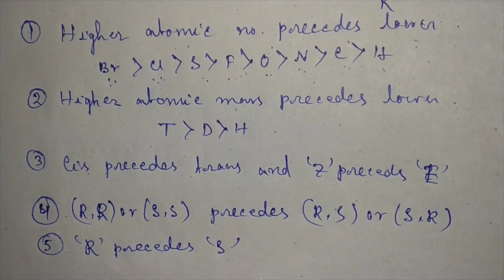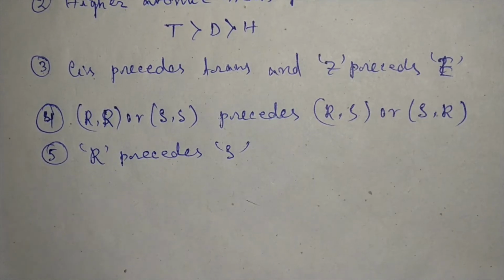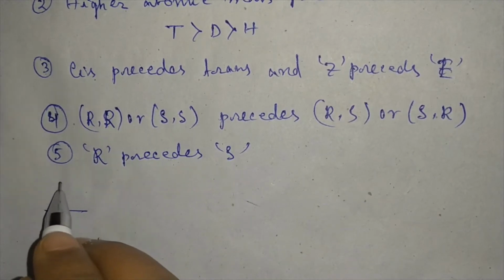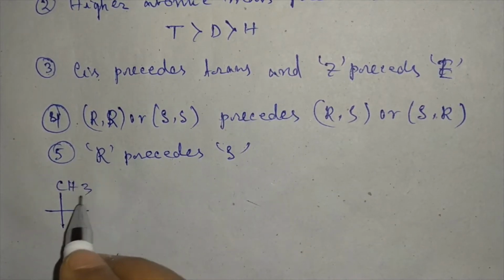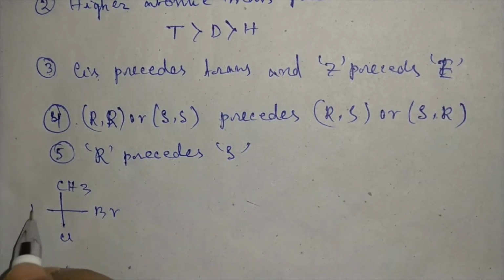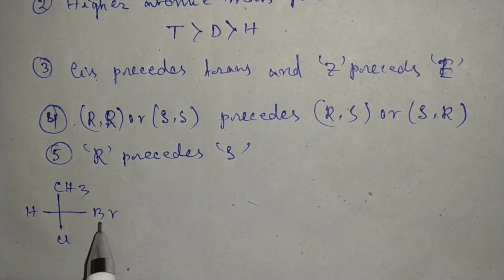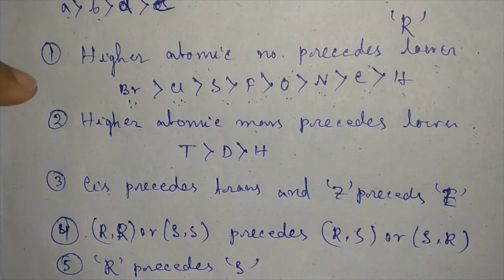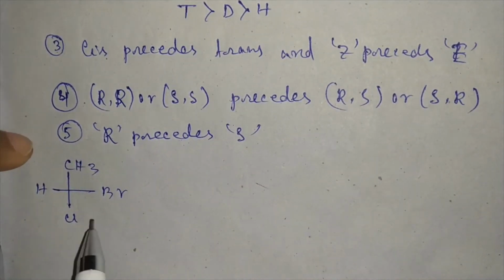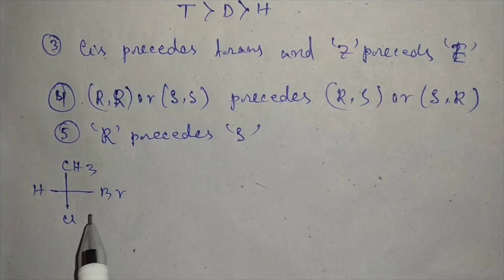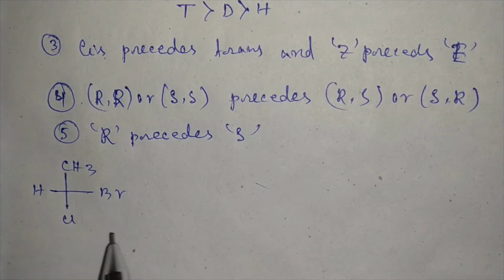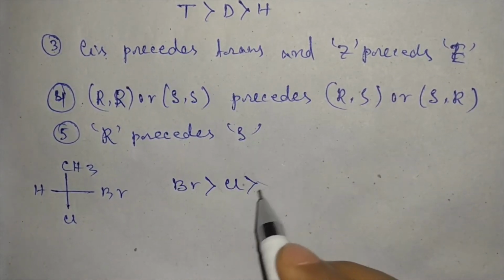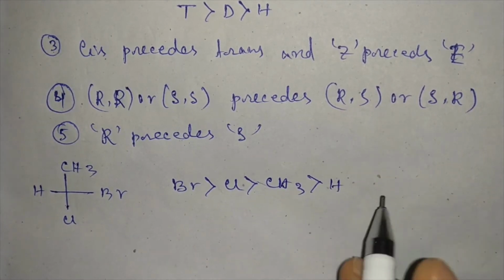If we take an example, let's say one molecule with 4 groups CH3, Br, Cl, H. So here 4 different groups are there. Rule number 1, that is higher atomic number precedes lower, will help to know the priority sequence of these 4 ligands, that is Br greater than Cl greater than CH3 greater than H.